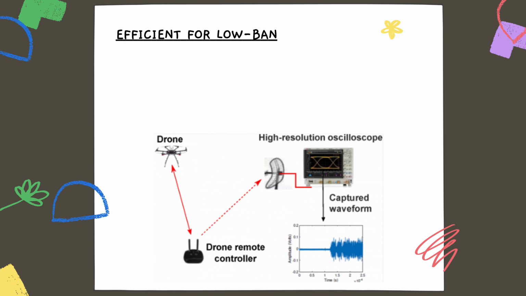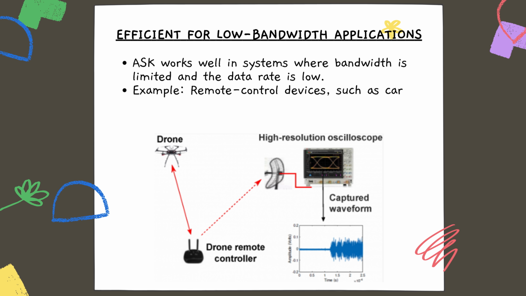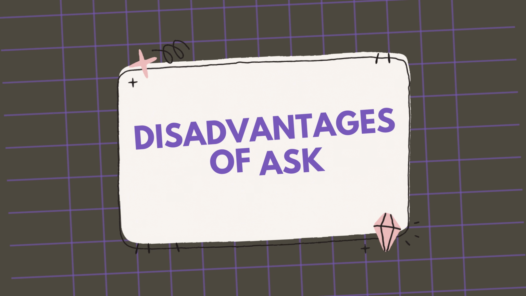Efficient for low-bandwidth applications. ASK works well in systems where bandwidth is limited and the data rate is low. Example, remote control devices such as car key fobs often use ASK because they require low data rates over short distances. Disadvantages of ASK.